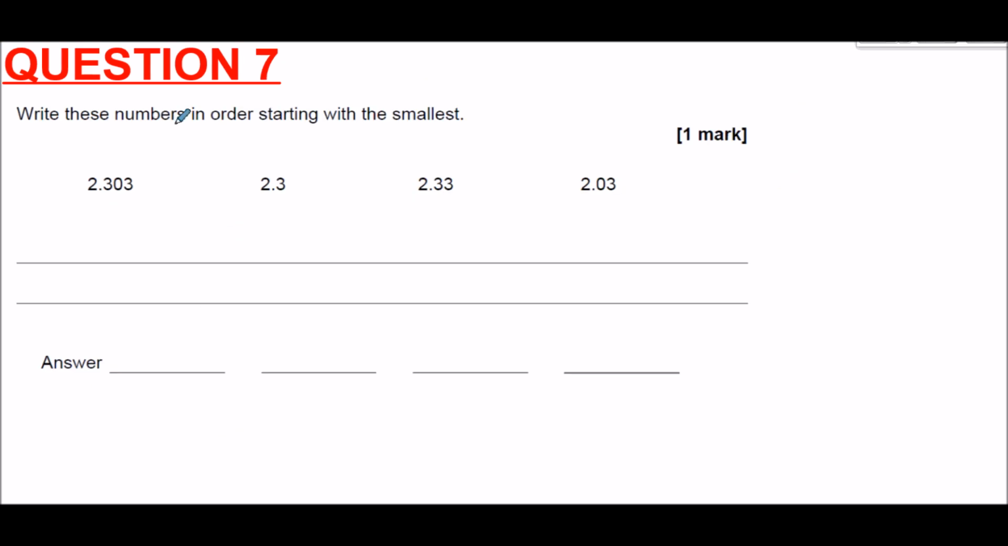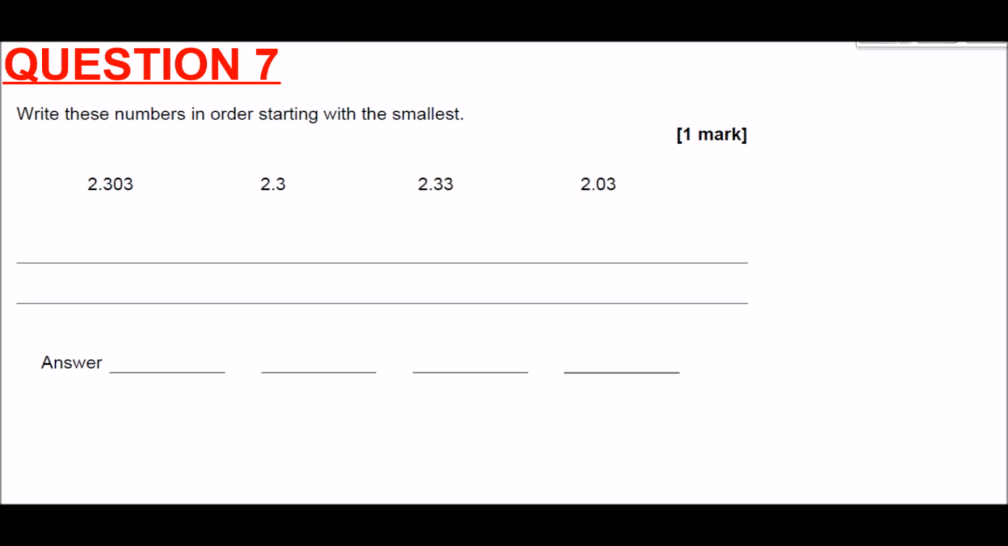Question 7. Write these numbers in order starting with the smallest. So if we have a look here, they all begin 2 point something. So that doesn't really tell us anything because they're all the same. It's all 2 point something. What we need to do, it's like a deathmatch. We need to pit each number against each number.